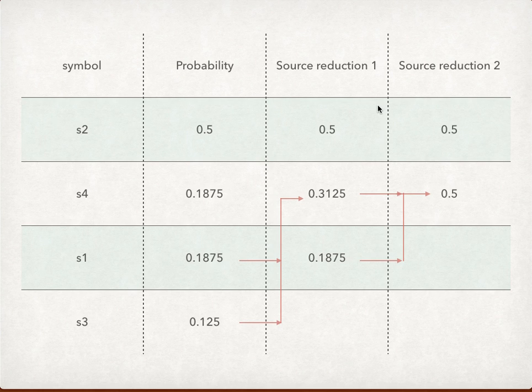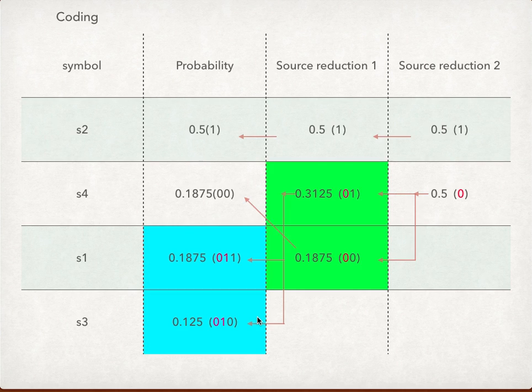You stop this source reduction when you get only two probabilities, only when you get two probabilities. Next you perform the encoding. I'll show you how to perform the encoding. After performing the source reduction until you get only two probabilities, you start encoding.